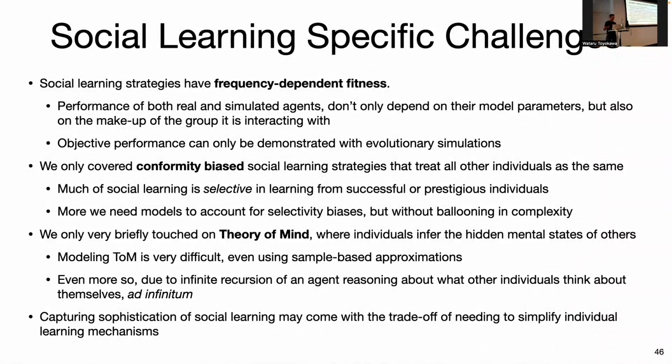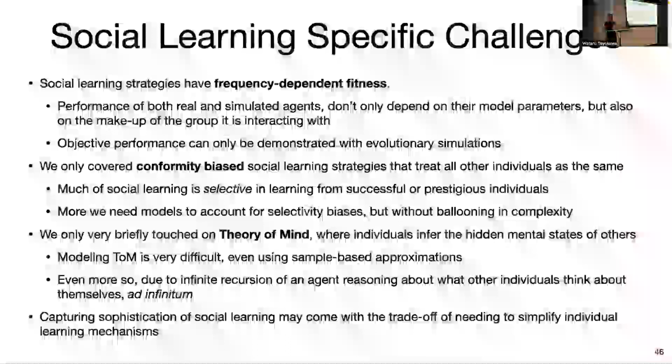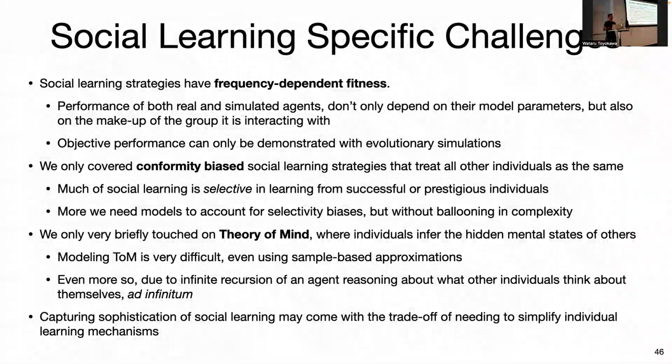And so we need more models to account for these types of biases and these more sophisticated social learning strategies as well. Julian Hauer-Ettinger will give a talk tomorrow morning on using theory of mind, and we can also consider much more complex forms of social learning. But here we've just focused on providing the foundations. And yeah, we only briefly touched on theory of mind. Modeling it is incredibly difficult, even using very simple sample-based approximations. I think Alex will tell you how long it takes to run some of her models for theory of mind.